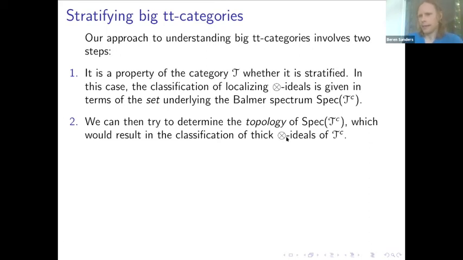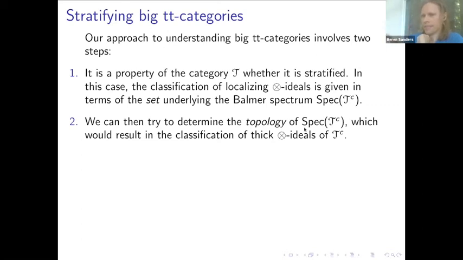And what this example of En local spectral Mackey functors gives us is an example where we can completely classify the localizing tensor ideals, but we actually don't have a classification of the thick tensor ideals of compact objects because of unresolved questions about the topology of the Balmer spectrum.